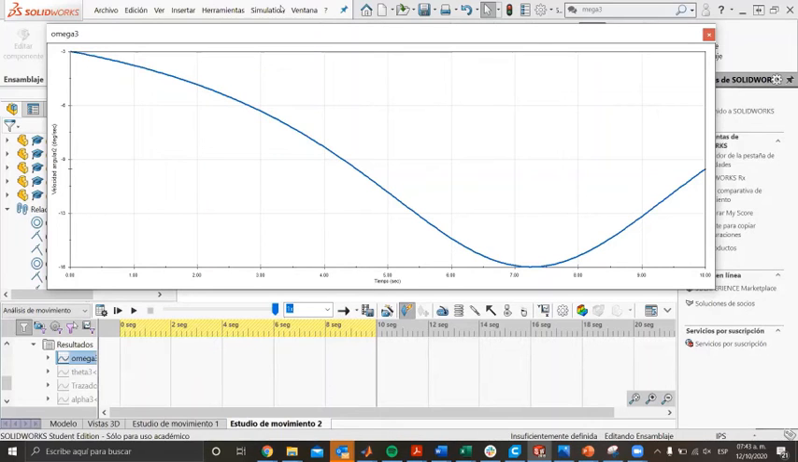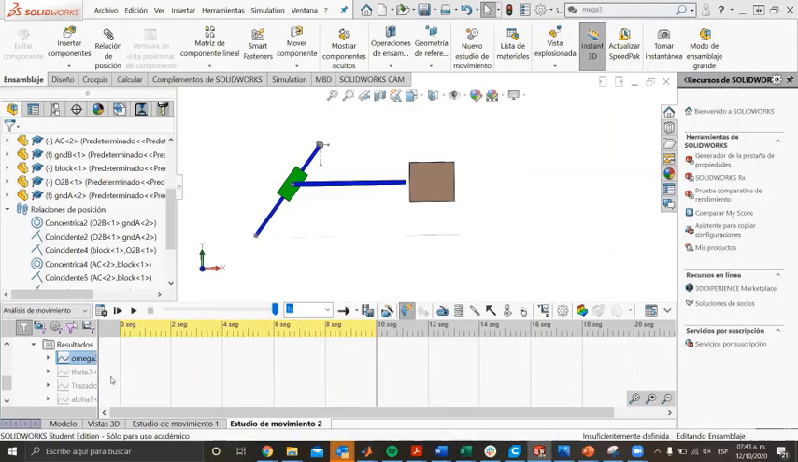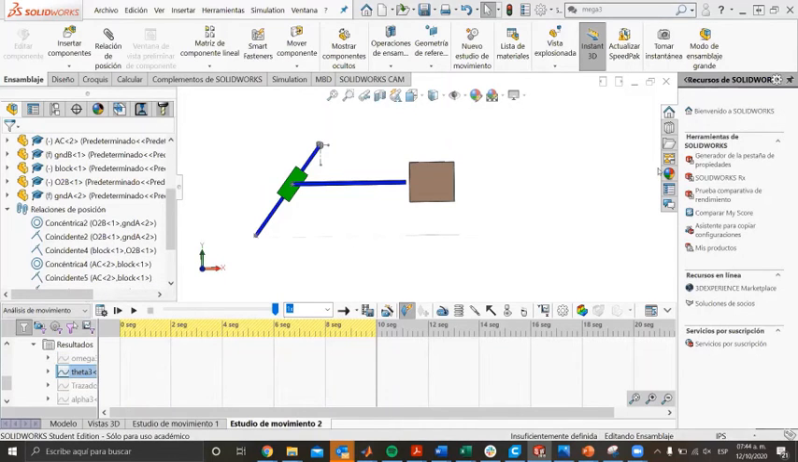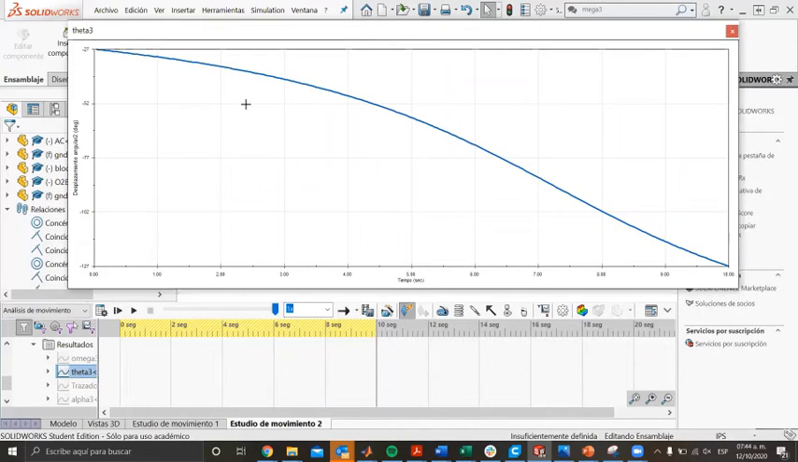No, omega is velocity, so I need theta 3. Theta 3 is here. That's the one. So which angle am I looking for? I'm looking for 300 degrees or minus 60, right? Both are equivalent.